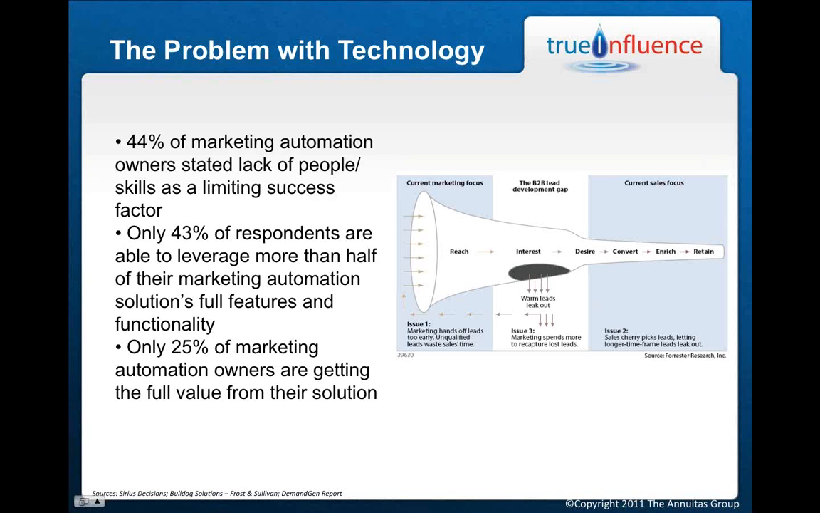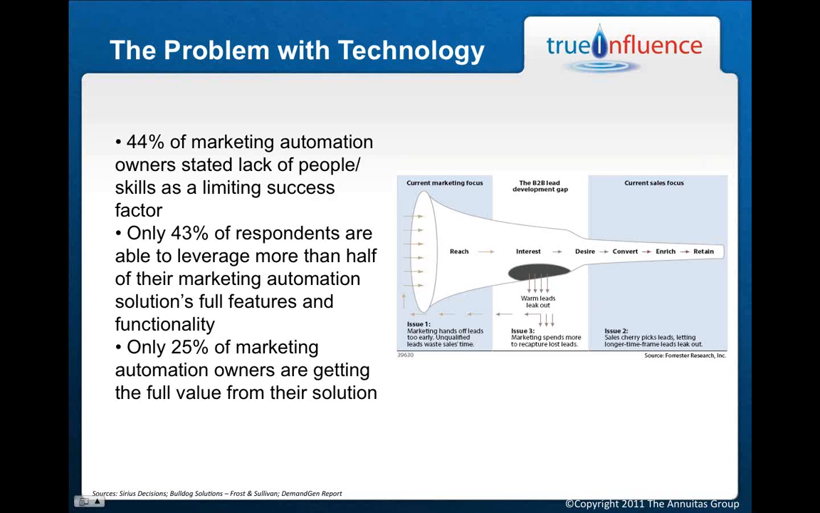In another study done by Demand Gen Report, only 43% of respondents who own marketing automation leverage more than half of their solution's full features and functionality. And then Serious Decisions has put out information that shows only 25% of marketing automation owners are getting the full value from their solution. So what you see here is many organizations have jumped right to the technology component and purchased marketing automation without giving forethought into the process or the technology.